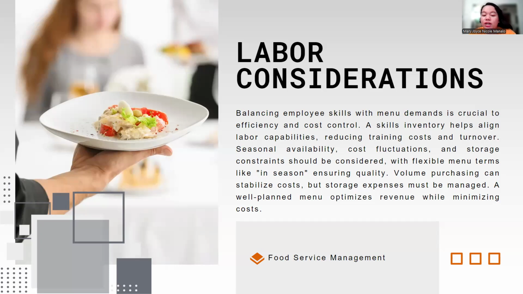Other factors include seasonal availability, cost fluctuations, and storage constraints. So, using terms like "in season" for menu items ensures flexibility while maintaining quality. Volume purchasing can stabilize costs, but must account for storage expenses. So, a well planned menu optimizes revenue, minimizes costs, and aligns with operational constraints.